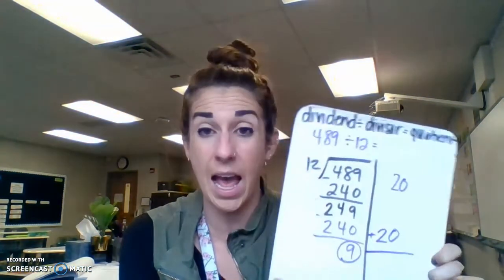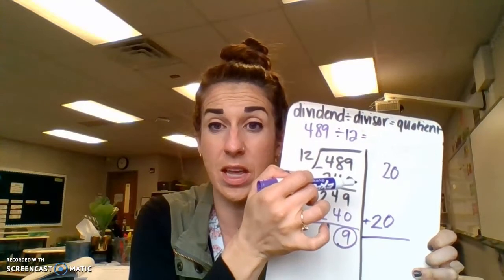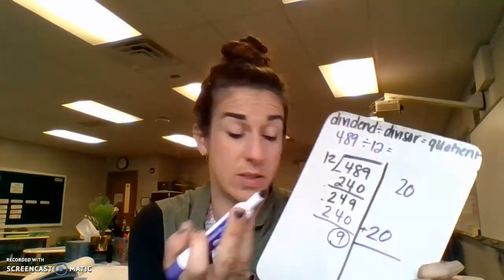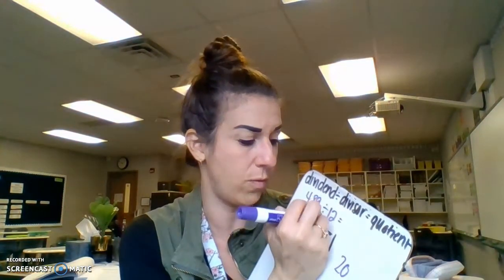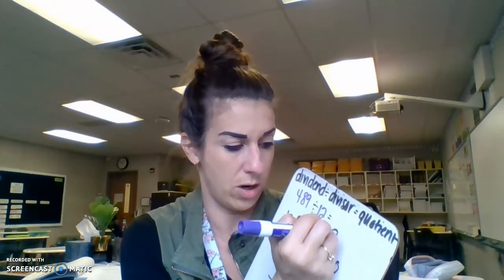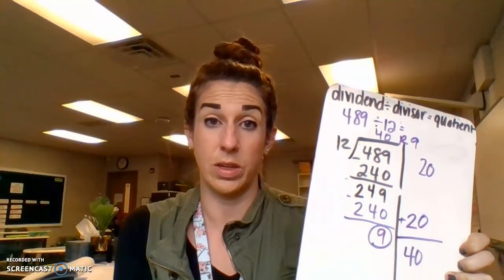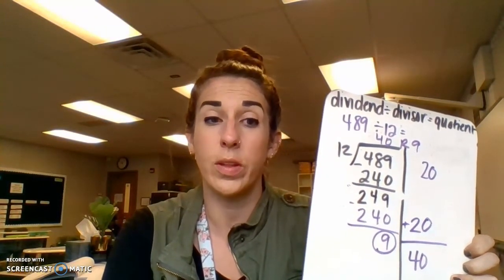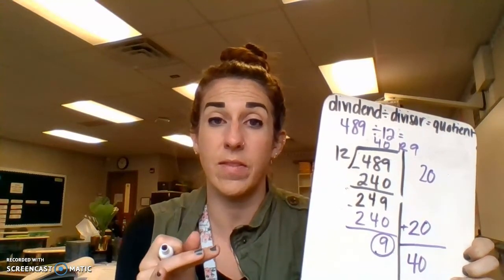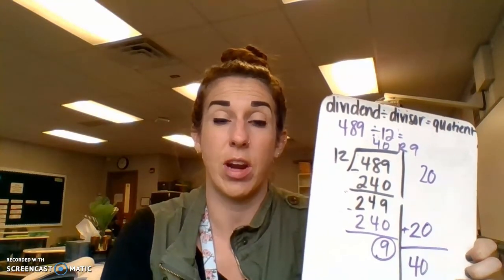Then I need to add my partial quotients together. 20 plus 20 is 40. So my answer is going to be 40 remainder 9. That is going to be my answer. This one was a little bit easier. Hopefully you have a better understanding of this now and you can apply it to your activities.